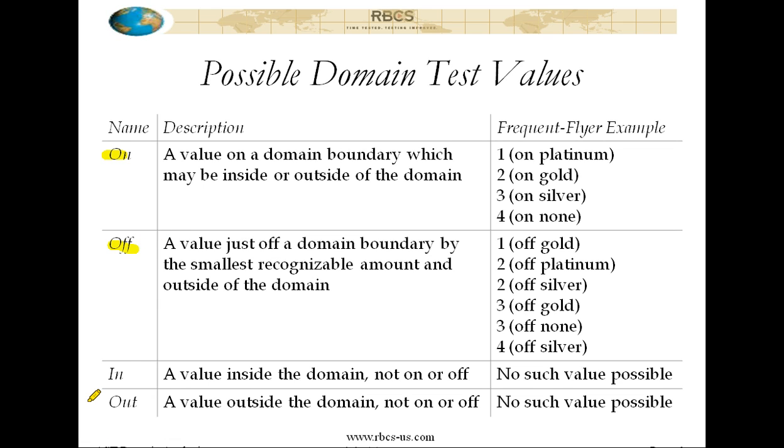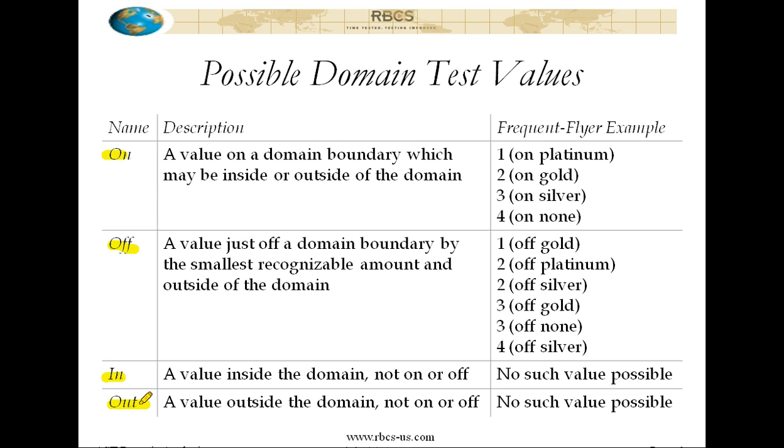Now, there are also 2 other types of domain test values that, if present, need to be tested. There's the in value and the out value. Now, an in value is a value that is inside the domain, but it does not qualify as an on or an off value for that domain or any other domain. An out value is a value that is outside of the domain and is not an on or an off value for that domain or any other domain.